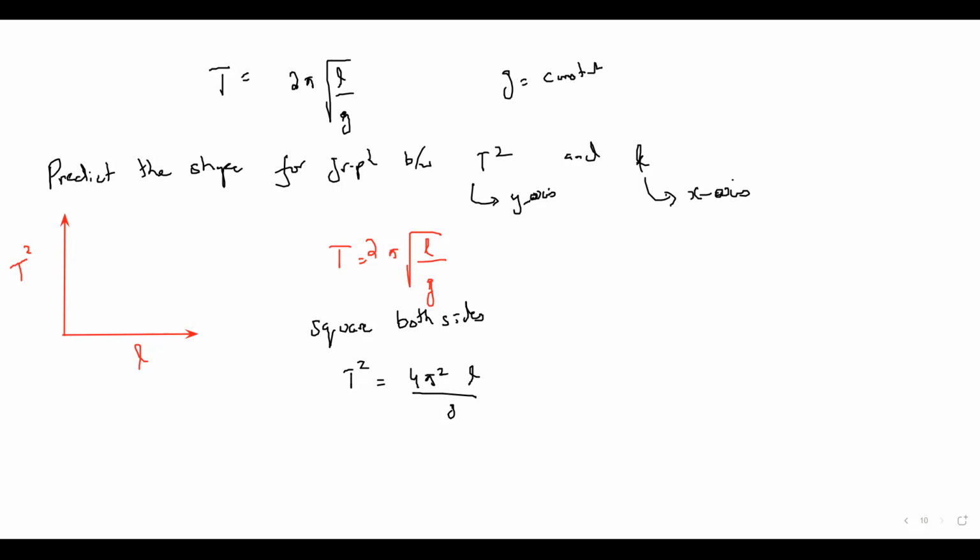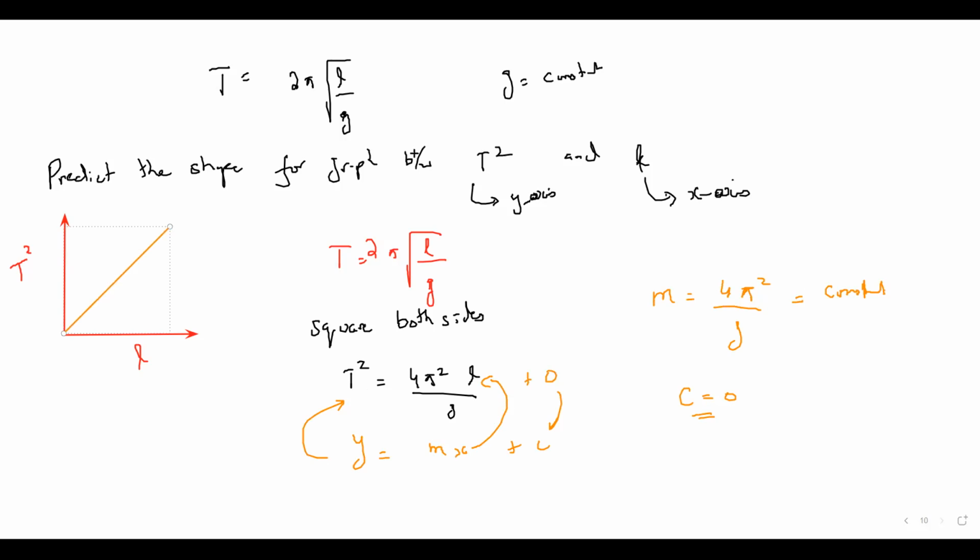Then you compare with the equation of a straight line, y equals mx plus c. On the y-axis we have t square, on the x-axis we have L, and our gradient will be 4 pi square by g, which is constant: 4 is constant, pi square is constant, pi is 3.14, and g is constant. So our gradient will be a constant. And what about the y-intercept? It will be 0, because nothing is added. So it will be a straight line passing through the origin.